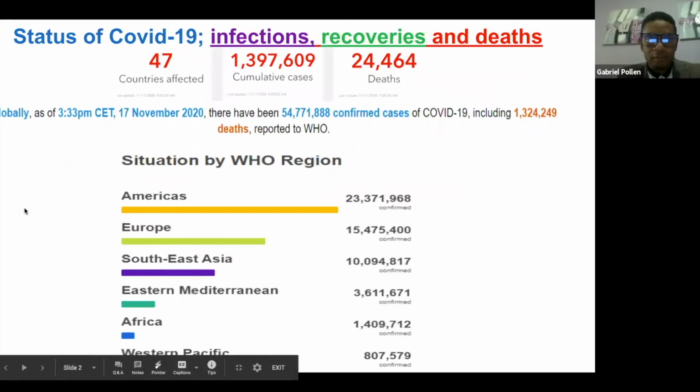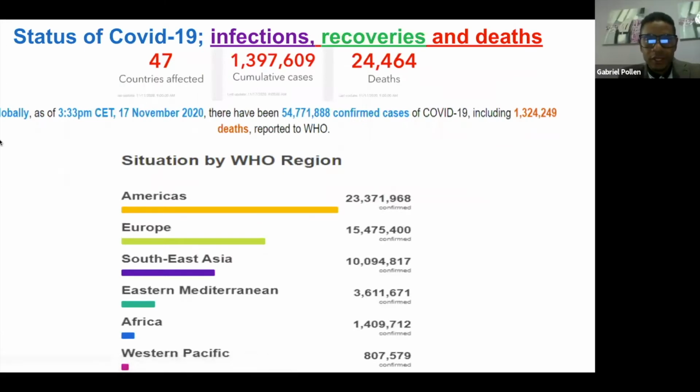So if you look at the numbers, in Africa alone, there are 47 African countries that have been affected. So the 47 there that you see in terms of numbers is for Africa, and the cumulative cases are over 1.3 million actually. If you look at the WHO region, it shows over 1.4 million in terms of cases. But Africa's only experienced 24,000 deaths.